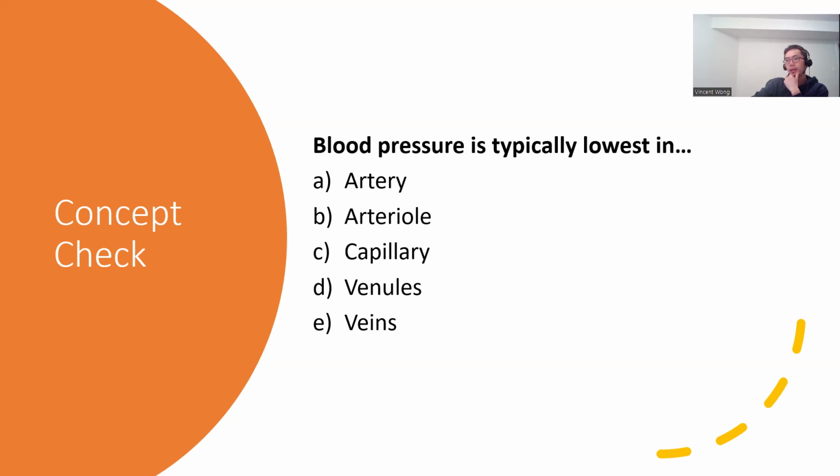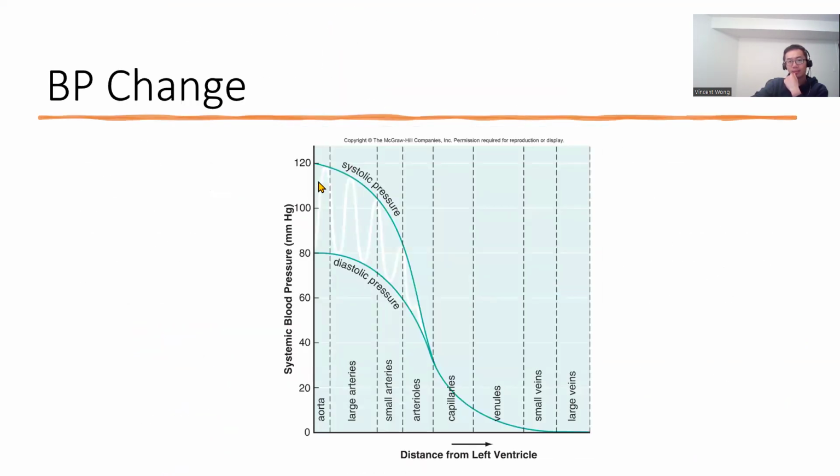All right. So the correct answer is veins. Blood pressure is the lowest in veins. Look at this graph. Blood pressure is going to drop, and in veins it is going to be the lowest.